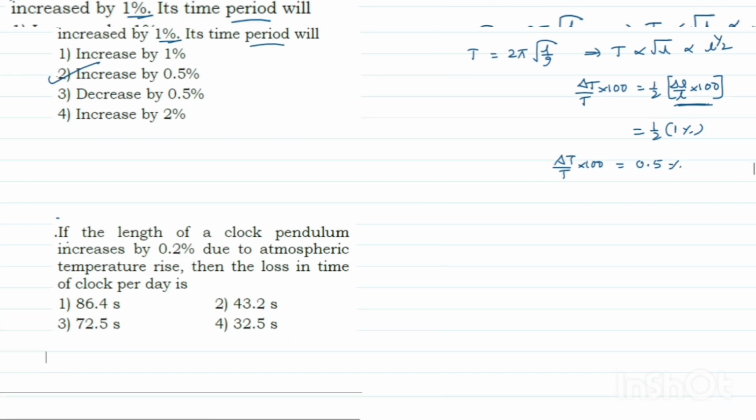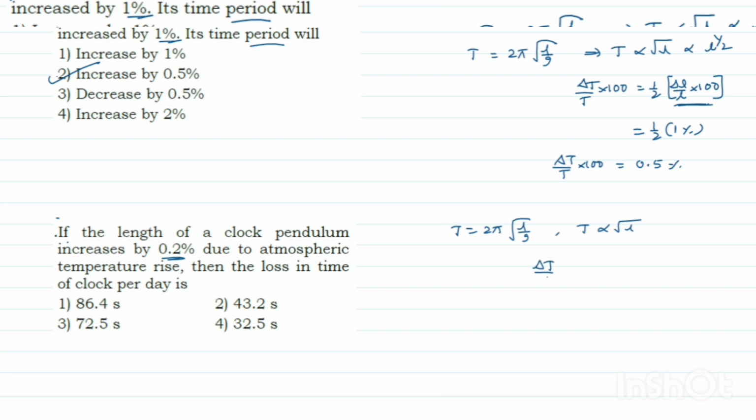Let us see the next question. If the length of the pendulum of a clock increases by 0.2% due to the atmospheric temperature rise, then the loss in time period of the clock per day is asked. So here 0.2% change is given. The time period of the pendulum is 2 pi into root over L by g, that means T is directly proportional to root L. For small changes, delta T by T equals 1 by 2 into delta L by L.